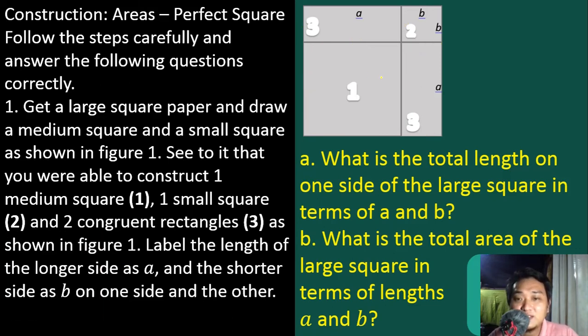Okay, so pagka nagawa na natin yun, we are now going to answer the following question. What is the total length on one side of the large square in terms of A and B? Take note, yung buong papel natin is a square paper, di ba? Buong papel siya, square siya. O kung lote man to, tapos hinati to sa ganitong paraan, yung buong lote, tandaan nyo lagi, square siya. So, what is the total length? Remember that this is A and this is B. Yung haba nito is B, yung haba naman nito is A. So, sa tingin nyo, ano kaya yung kanyang total length? The total length is simply A plus B.